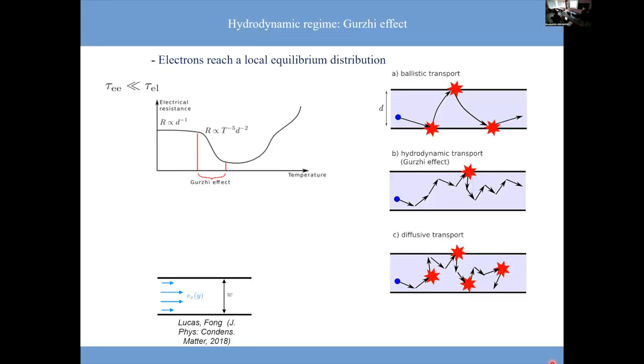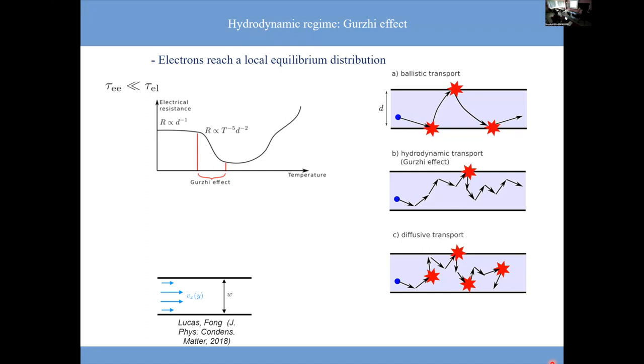Okay. Now let's try to see if we can add electron-electron interaction to the problem, and let's look into a limit where this electron interaction is very strong. So we can think about the problem as a viscous electronic fluid. This is a very popular subject these days.